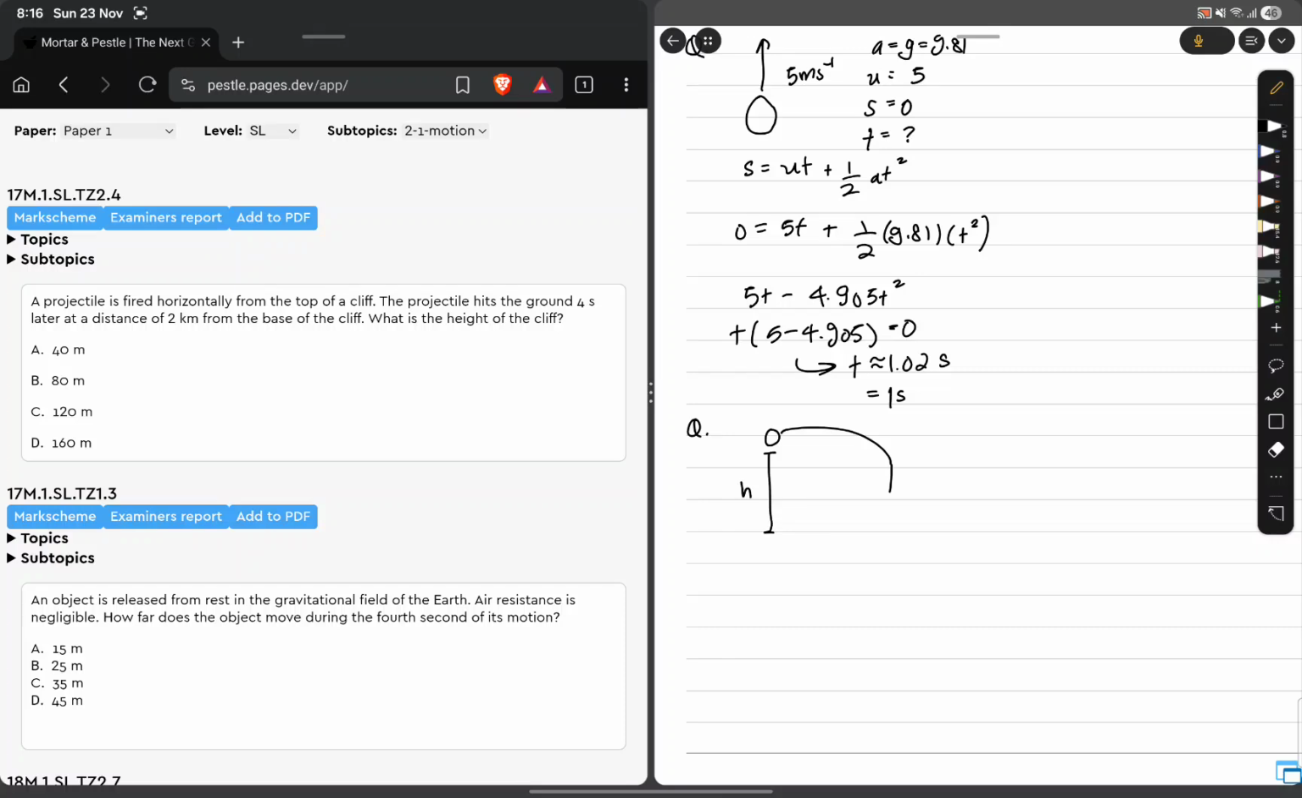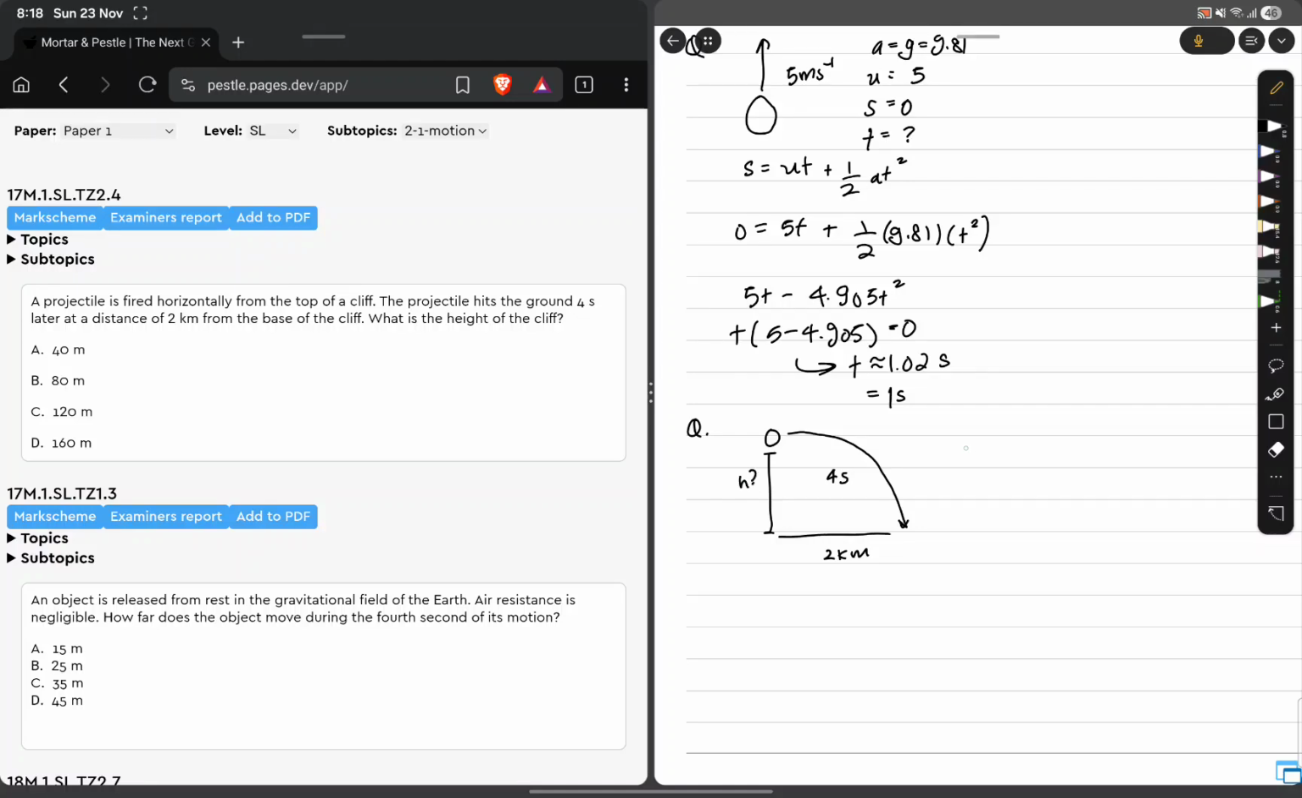So the next question asks, a projectile is fired off the top of a cliff, so there's a certain height here, and then it hits the ground 4 seconds later, at a distance of 2 kilometers. Alrighty, and from the base of the cliff, what is the height of the cliff?